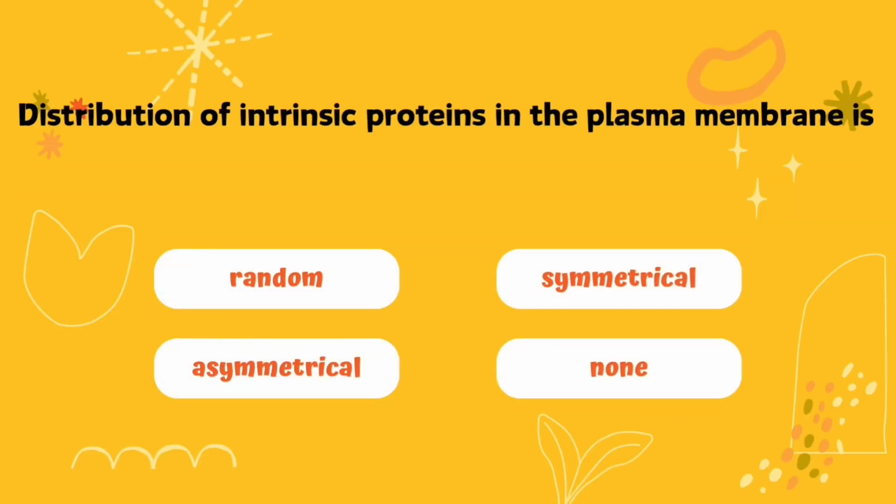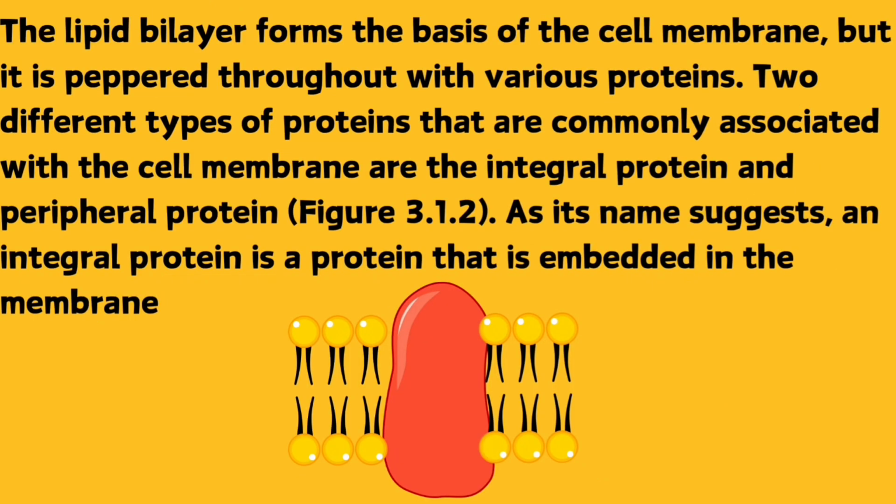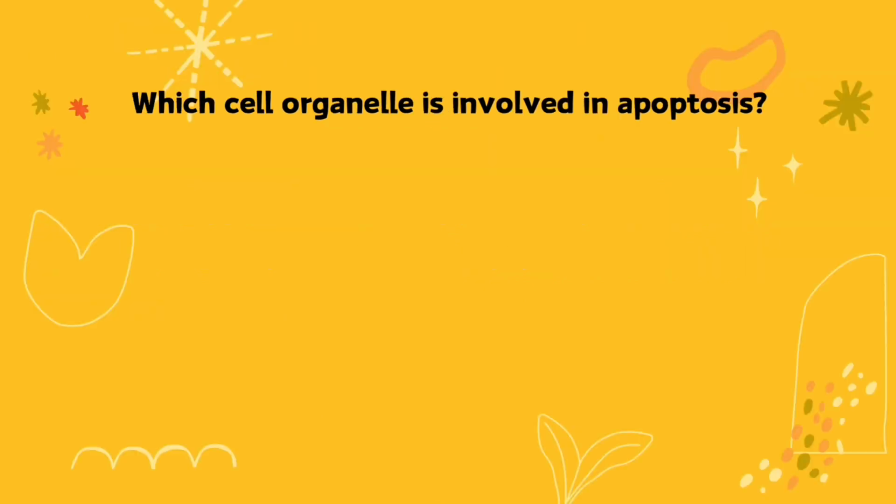Have a look at the next question. Distribution of intrinsic proteins in the plasma membrane is: random, symmetrical, asymmetrical, or none of the above? The answer, out of all the options, is asymmetrical. The lipid bilayer forms the basis of the cell membrane, but it is peppered throughout with various proteins. Two different types of proteins commonly associated with the cell membrane are the integral protein and the peripheral protein.